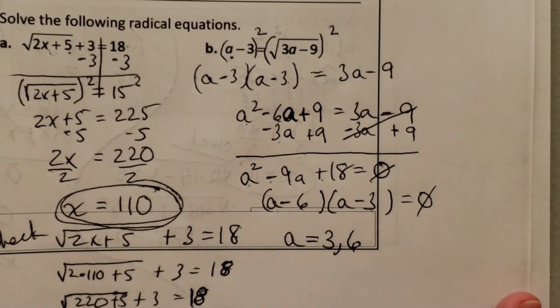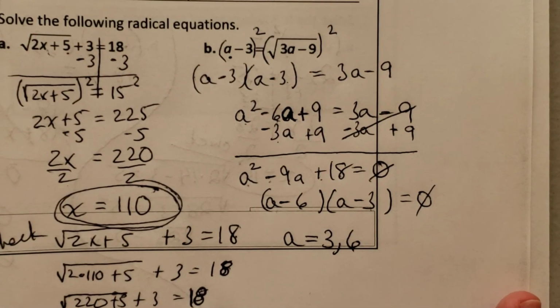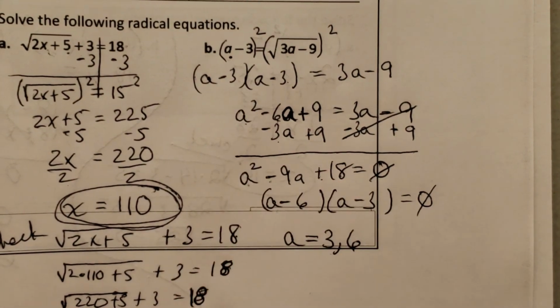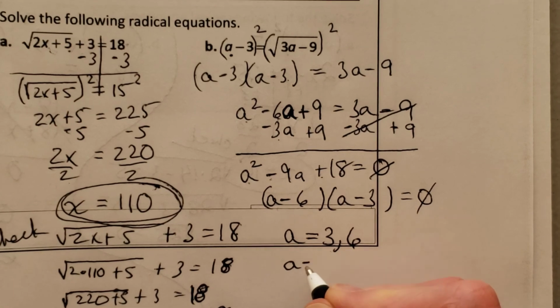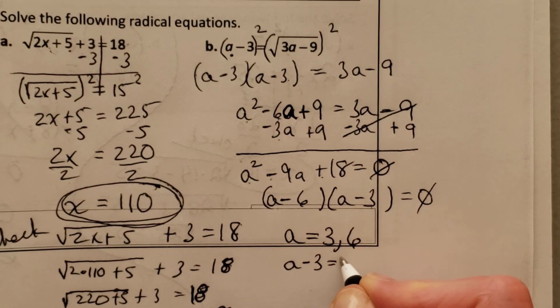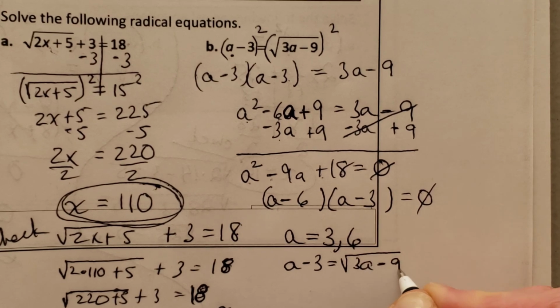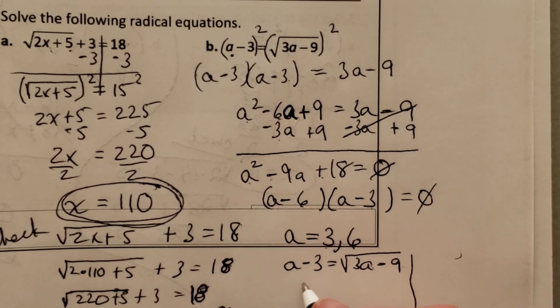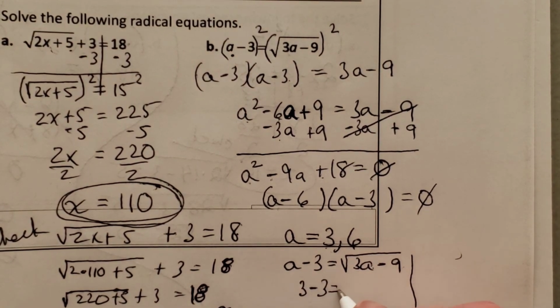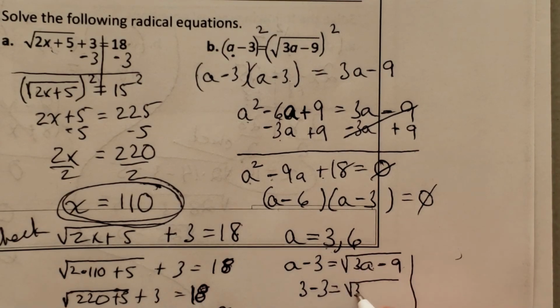So we want to check our answer, make sure they're true. So I'm going to use my 3 first. I'm going to plug in 3. So I'll go back to my original problem, a minus 3 equals the square root of 3a minus 9. So I'll plug in 3, and then over here I'll plug in 6. So 3 minus 3 is 0, and then I'm going to multiply 3 times 3 minus 9, 0. 3 minus 3 is 0. 9 minus 9 is 0.